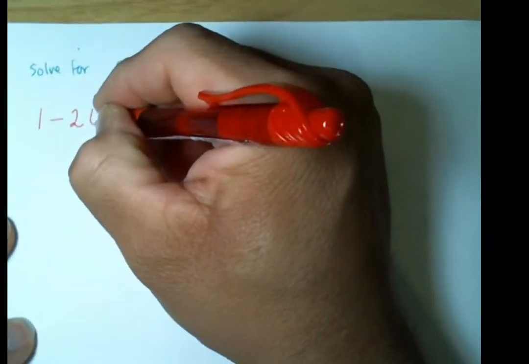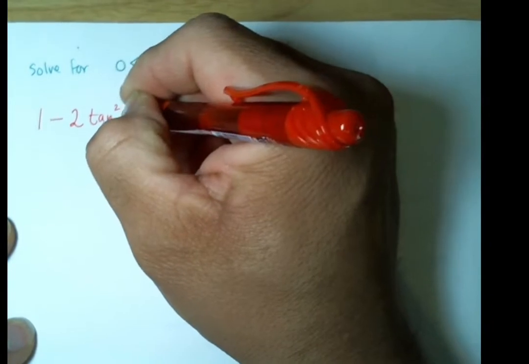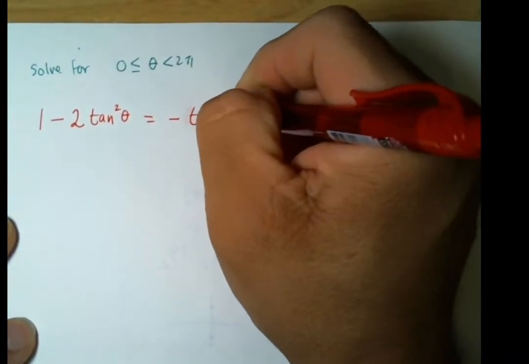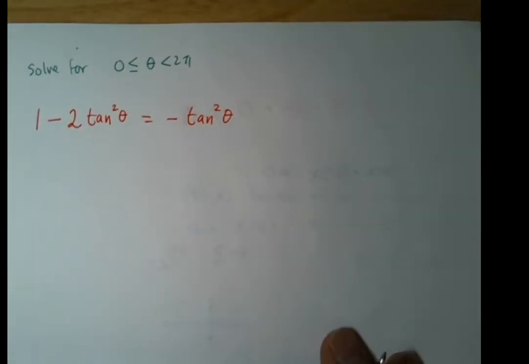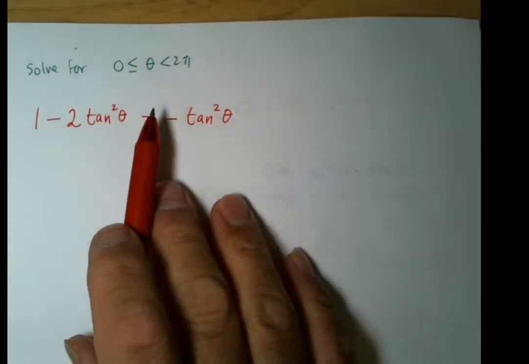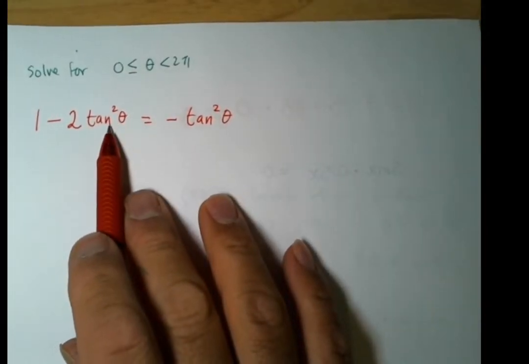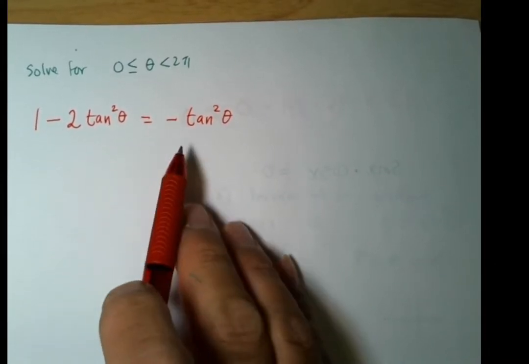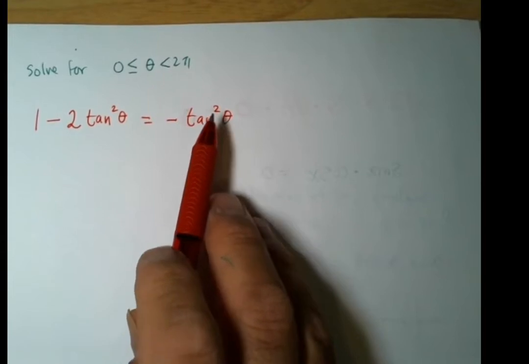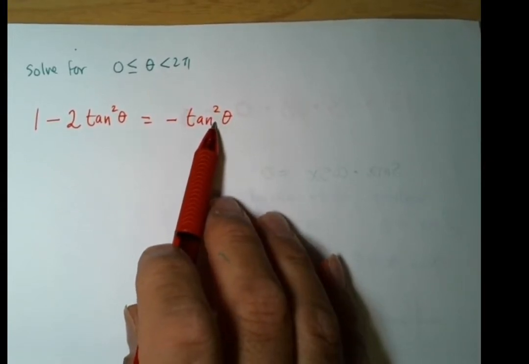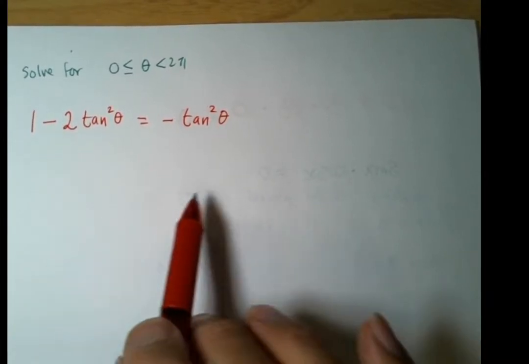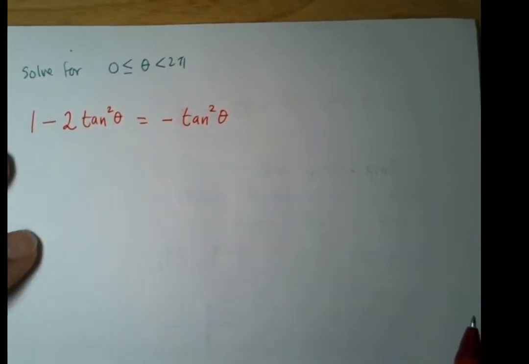1 minus 2 tangent squared theta is equal to negative tangent squared theta. Okay, now when I have something like this where it's just one unique trig term, right? They're both tangent squared theta, right? If this was tangent theta, I would take a different approach. But since they're both tangent squared theta, I'm going to group the tangent squareds on one side and I'm going to put the number on the other side.